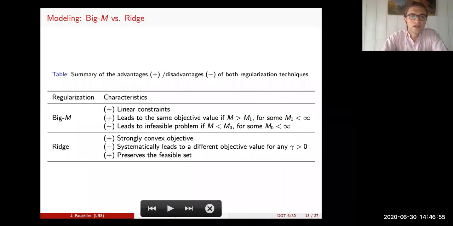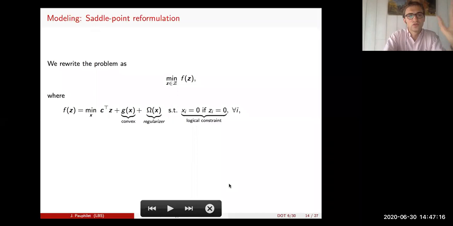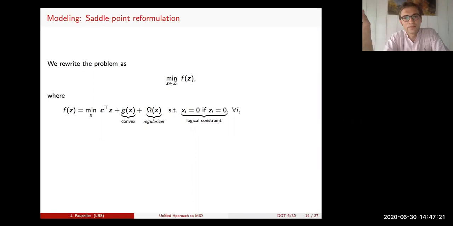So now the question is how can we solve those kinds of problems with either big M or ridge, and can we analyze this general class of problem in a way that allows us to understand how each of those regularizations impacts the optimization problem? To do that, we first rewrite the problem as just a minimization over the binary variable z of a function f of z, that is just the partial minimization with respect to x, the continuous variable, with the binary variable being fixed.